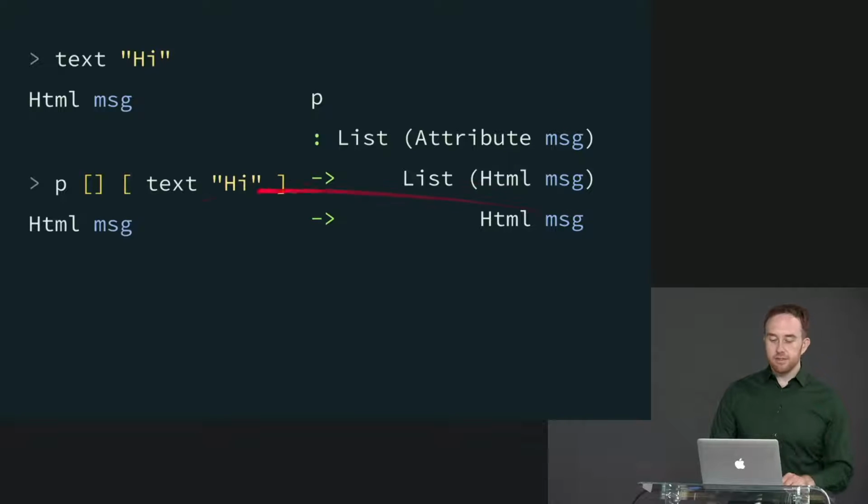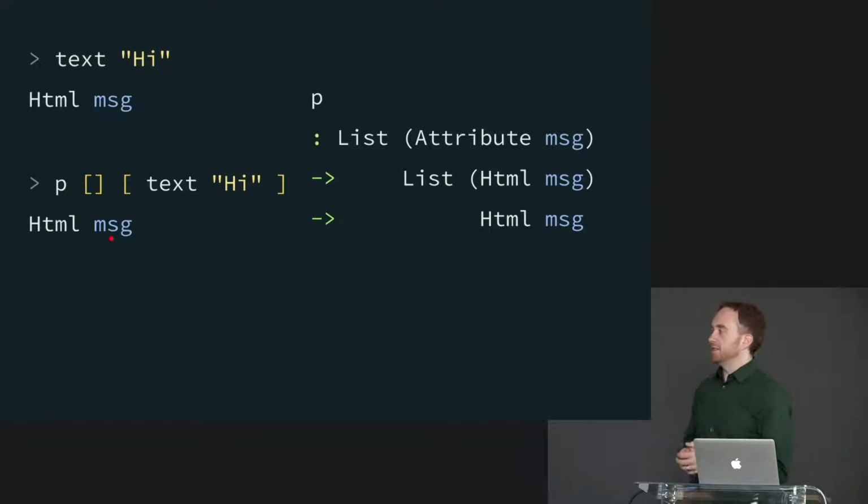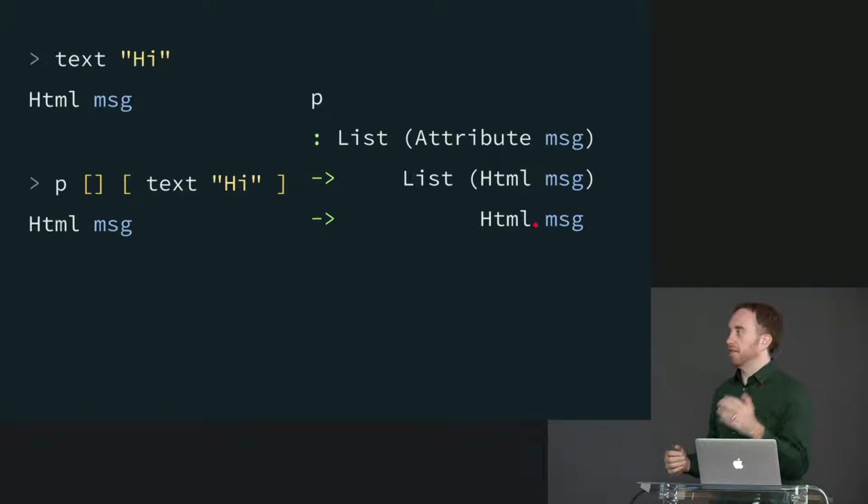So I could put that into the REPL, say paragraph, and not give it any attributes, say text hi. It says, cool, HTML message is the return value, because I gave it an unbound list right here, because it's an empty list. I gave it a list of HTML message right here, as we saw from the previous example. That's also HTML with an unbound message type. So if I give it a list with unbound type and then another list which has HTML with an unbound message, the result is we still have HTML with an unbound message type at the end of all that. That's why this paragraph returns HTML with still an unbounded message type.